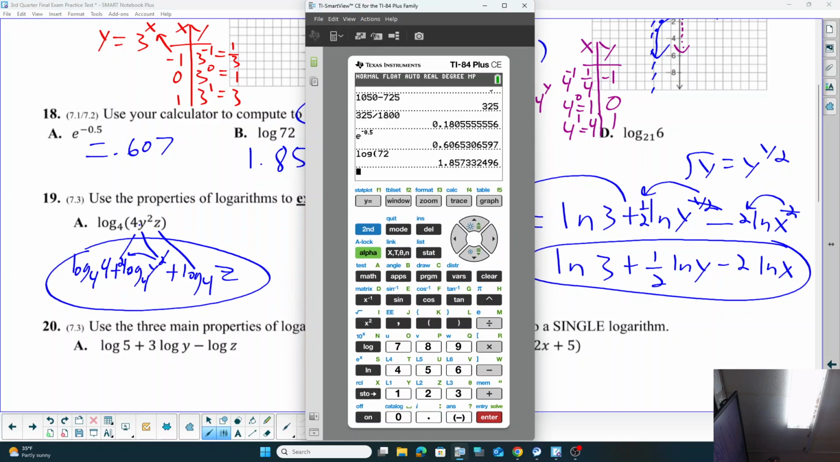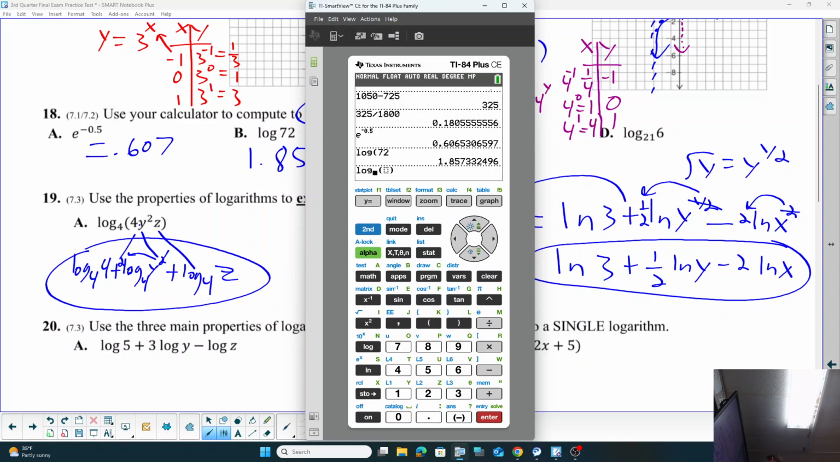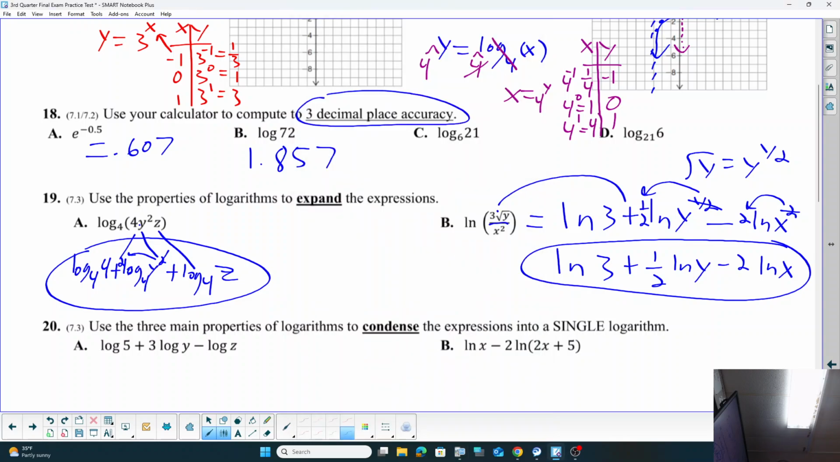Log base 6 of 21, that's a little tricky now. You got to go math, then you got to go log base. So log base 6 of 21.